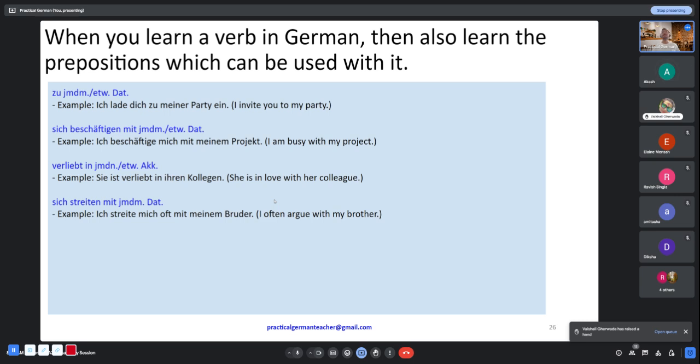Verliebt in jemanden oder etwas, accusative. Sie ist verliebt in ihren Kollegen. She is in love with her colleague. Not the example you want to use, but you can use it when someone shows you a slide, a project, some code. You say, I am in love with this. So ich bin verliebt in dein Projekt. Ich bin verliebt in diesen Code.